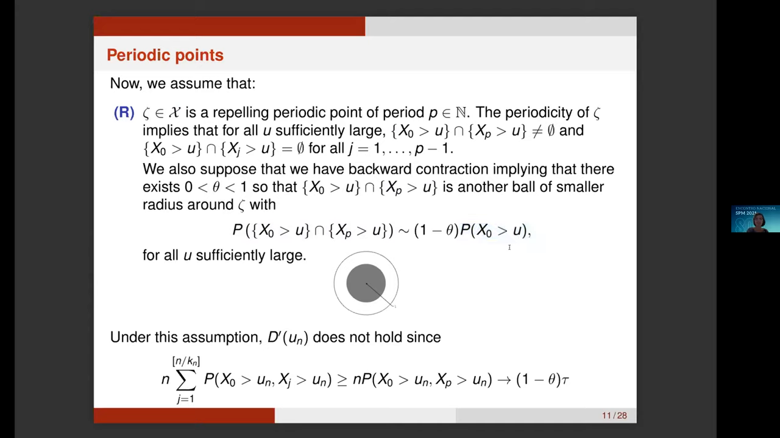And we immediately observe that in this case, D prime does not hold because, since zeta is periodic, the exceedances appear concentrated in time, okay? So if we have one exceedance, in principle, we have more exceedances in the next iterates. So we have what we call clusters of exceedances. And for that reason, D prime does not hold. So a natural question is what type of law we obtain in this case.